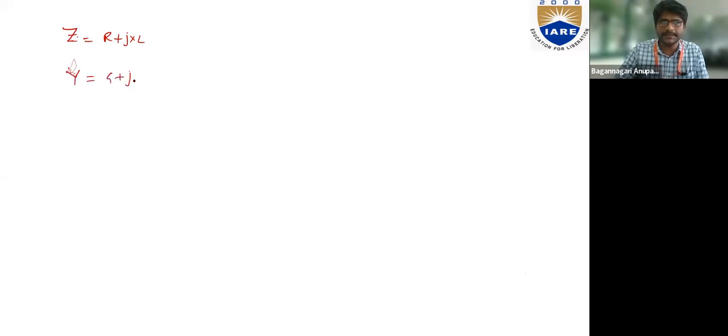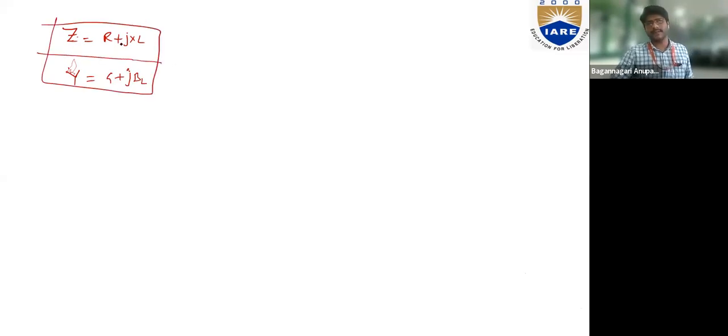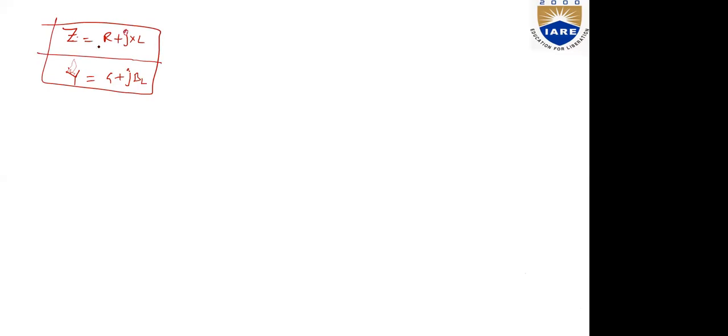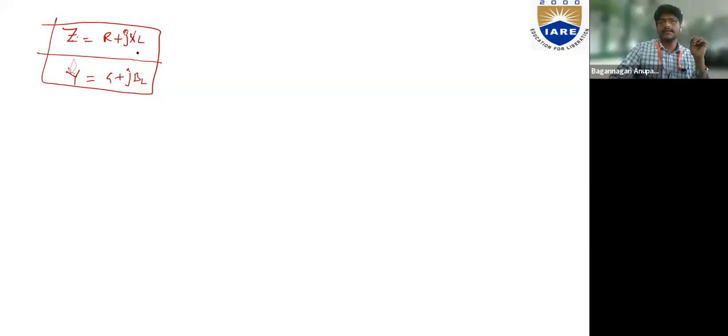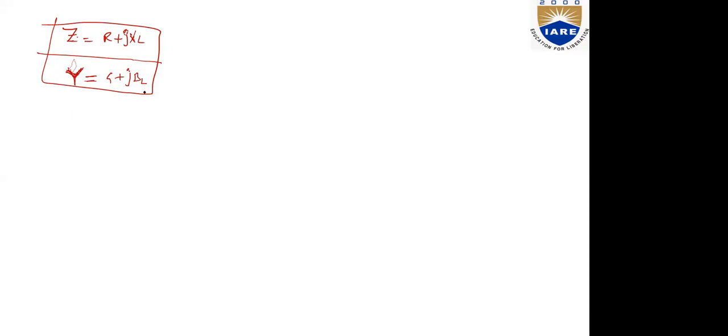Z is equal to R plus jX is one type of representation, and you also have another type of representation in complex systems. What is that? Y is equal to G plus jB, or to be specific, jBL. So what is this Y then? We studied Z is equal to R plus jXL, which is impedance equal to resistance plus j of XL, the inductive reactance, right? Then what is this term, Y is equal to G plus jB? What is Y now? Susceptance, sir. Susceptance is this.